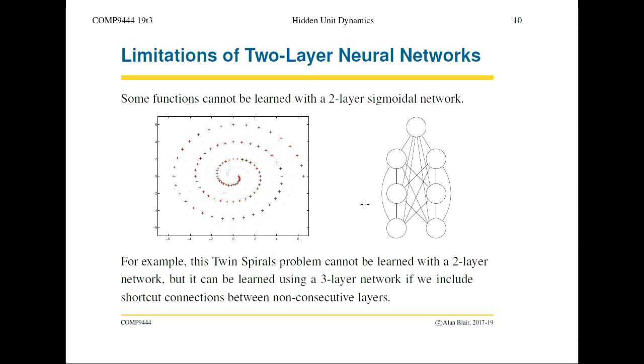But it's also just interesting in terms of pushing the boundaries, examining the limits of these two-layer networks. So you try to train a two-layer network on this, it won't succeed, but it is possible to train a three-layer network as shown on the right here. So we have the two inputs, and then the first hidden layer has two nodes, the second hidden layer has two nodes, and then there's one output.